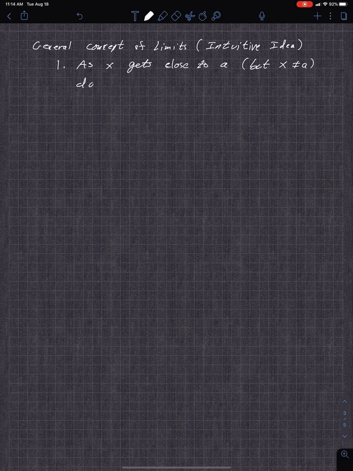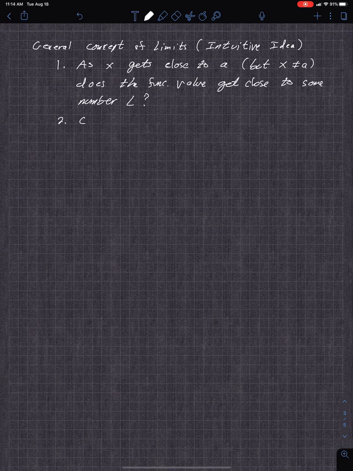So this is the question you're asking. Does the function value get close to some number? Okay, so some number, you call that number L. Some number L. Okay, so that's what we're asking. And then 2, that's one way of thinking of it. This is another way of thinking of it, using more of the language we're going to use for the definition.